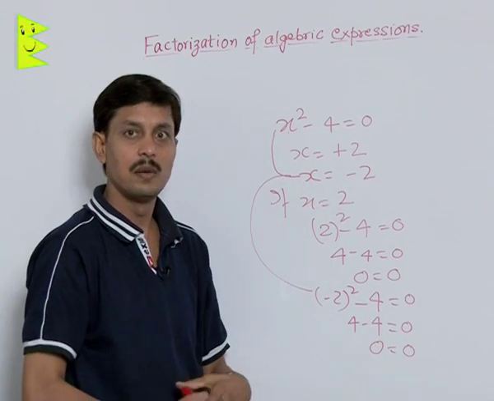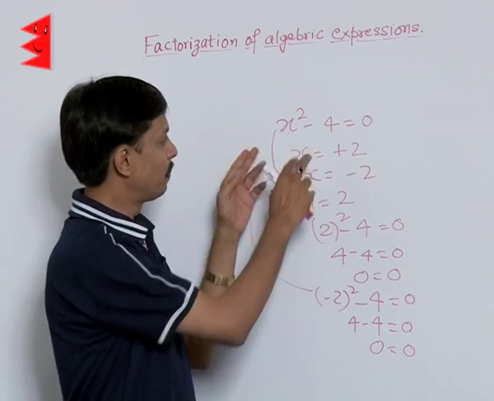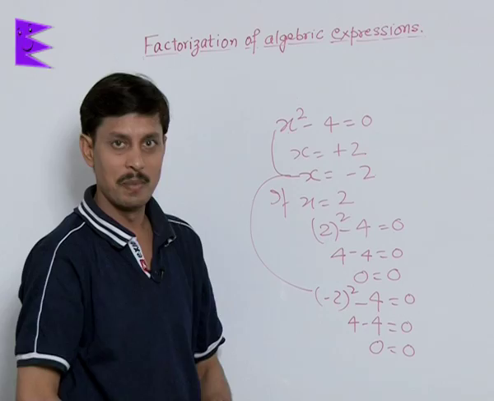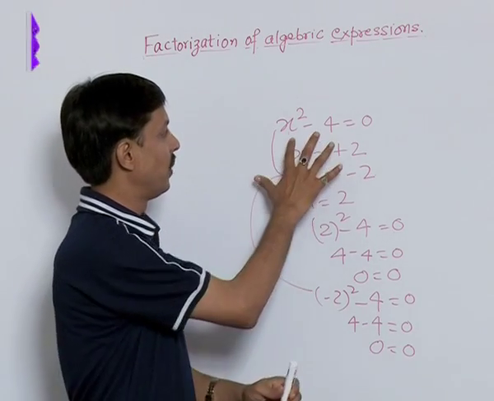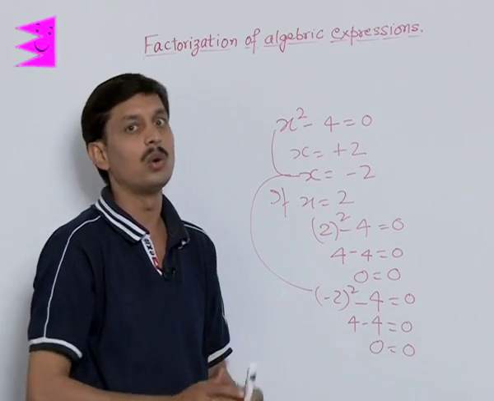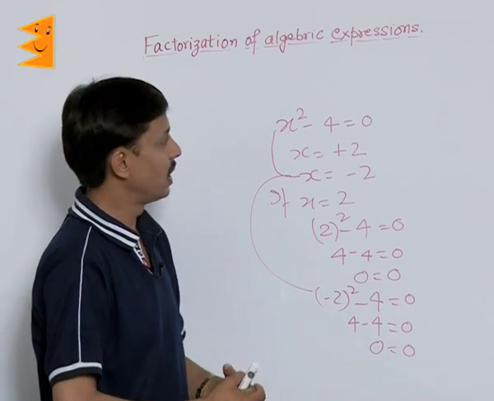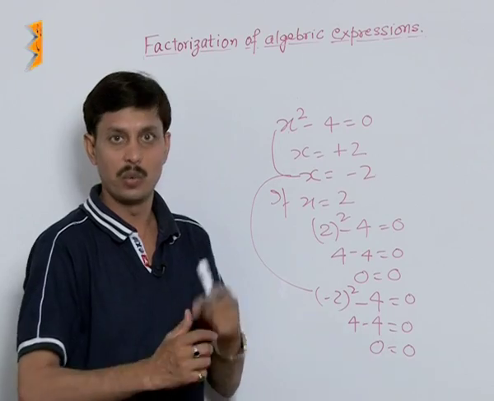One of the values, plus 2, is the solution for this equation, and the other is minus 2. So it means that it is verified, true or correct, only on the two positions, plus 2 and minus 2. Now the question is, what is the identity?